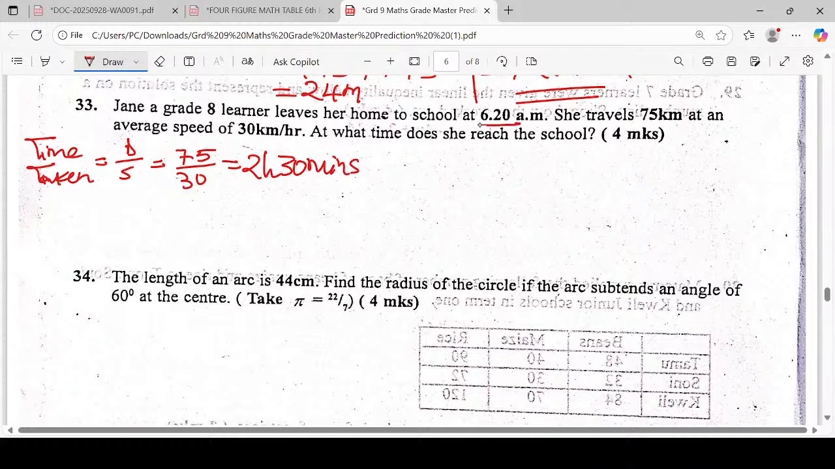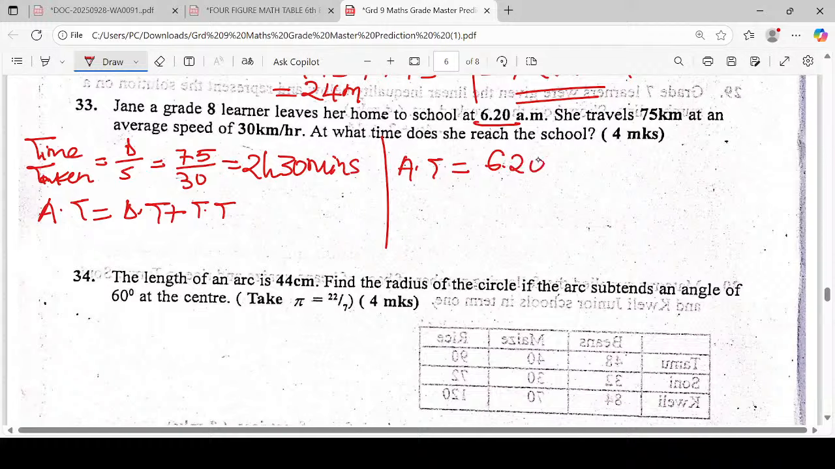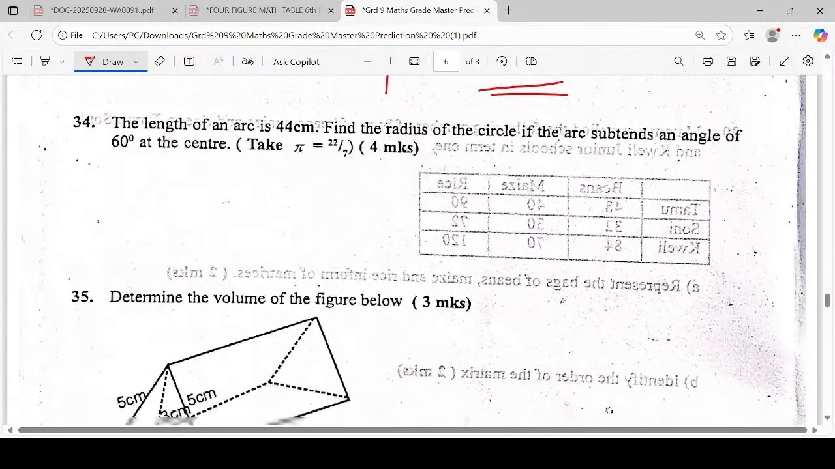She leaves at this time. What time does she reach? Arrival time. Remember, we know that arrival time is equal to the departure time plus the time taken. So to compute her arrival time to school, you take the departure time 6:20 plus the time taken on the road, that is 2 hours 30 minutes. So she arrives to school at 8:50 a.m. Allow me to look at the next question.